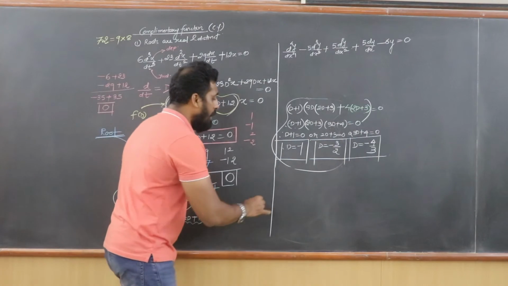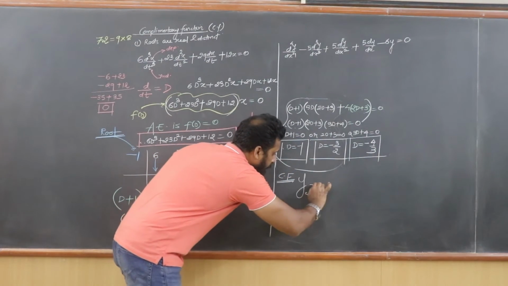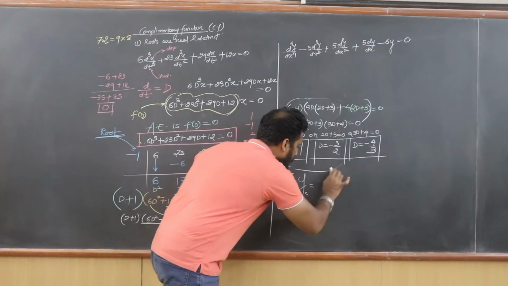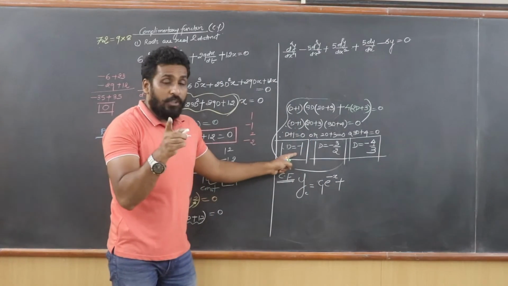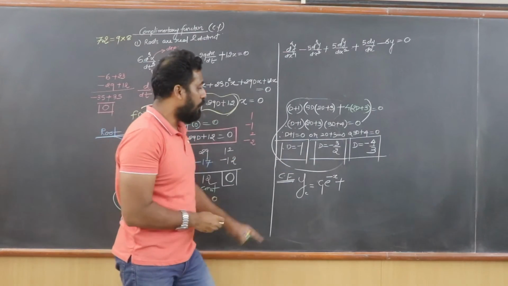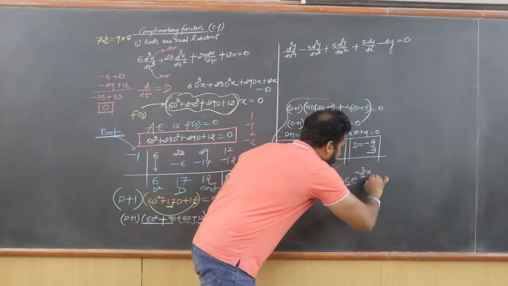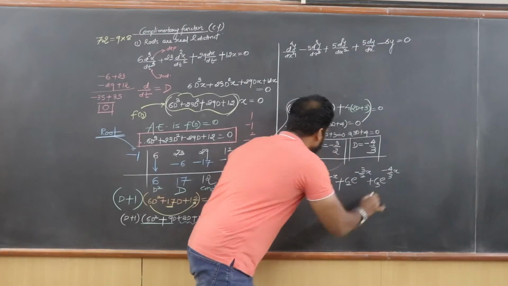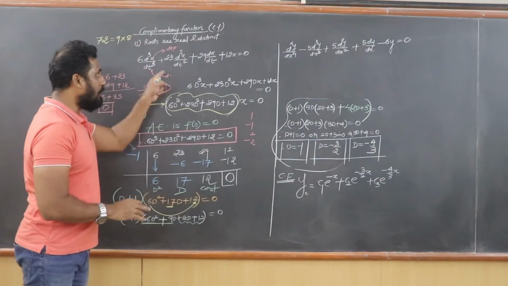That means I can now write my complementary function as yc is equal to, the first root is minus 1, so I write c1 e raised to minus x. The value goes into the power of the exponential. Then plus c2 e raised to minus 3 by 2 x and c3 e raised to minus 4 by 3 x. So that is how we get the complementary function of the first question.